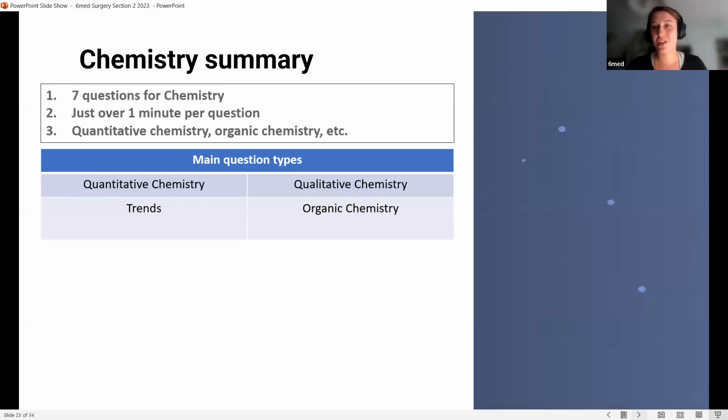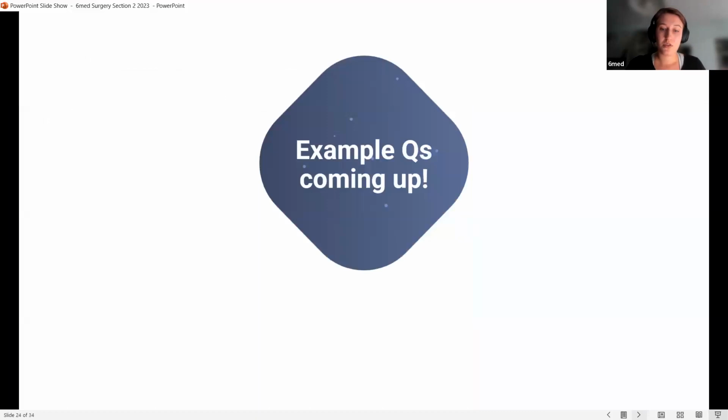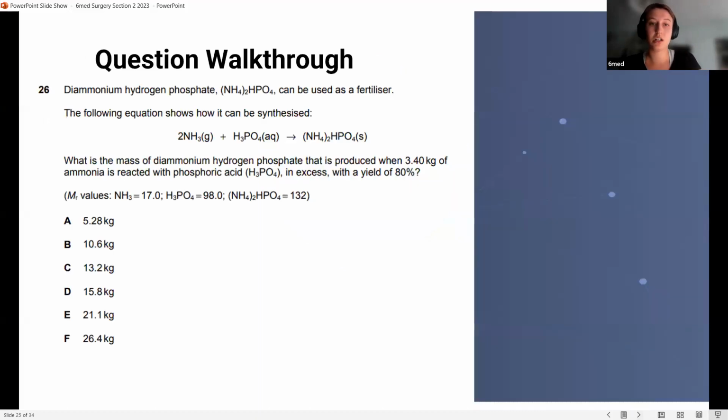Anything on the chemistry spec can come up. It tends to be quantitative chemistry, so amount of substance questions, and qualitative chemistry, like identifying elements. You sometimes get trends, so trends within groups, that sort of thing. And organic chemistry can come up as well. So let me get my timer and have a go at this one.